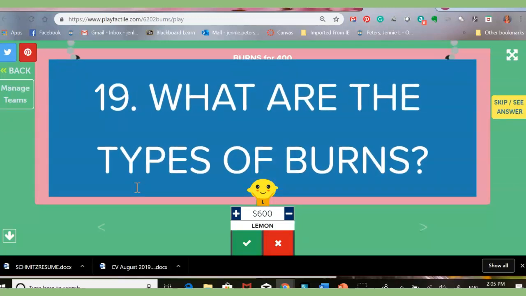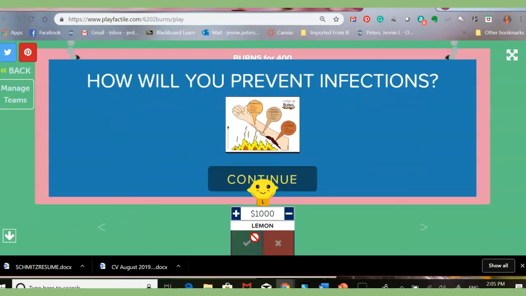Okay, so what are the types of burns? And what I was looking for, what are types of burns? Sorry, I've got notes in front of me also. Okay, types of burns, which I'll go to the answer. Whoop, I guess I didn't write it.